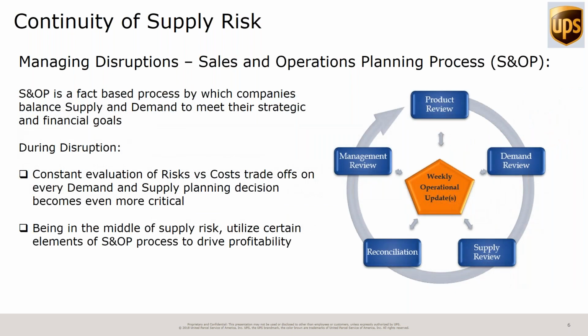So let's start with the sales and operation planning process. As we know, sales and operation planning is a fact-based process by which we try to balance supply and demand to meet the overall strategic and financial goals. And during the disruption, it becomes very critical that we constantly evaluate the risks versus the cost trade-off on every demand and supply planning decision. So while we are in the middle of the supply risk, utilizing some of the elements of a typical sales and operation planning process would be key in order to drive profitability.